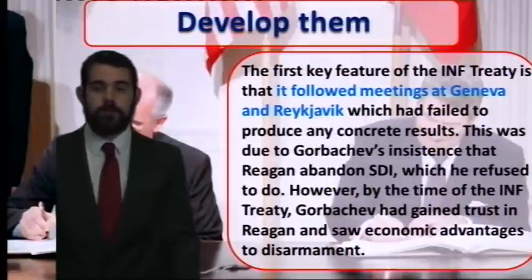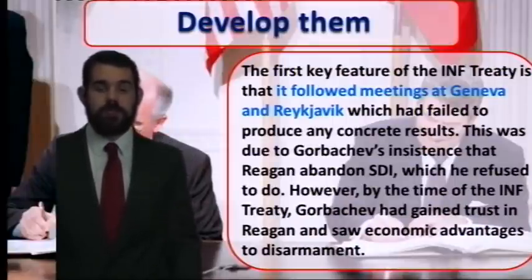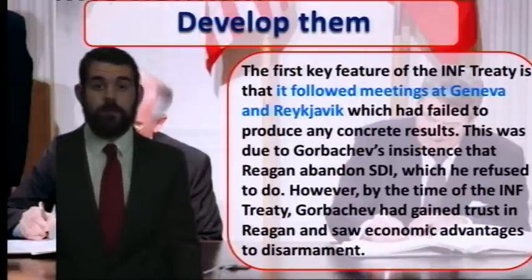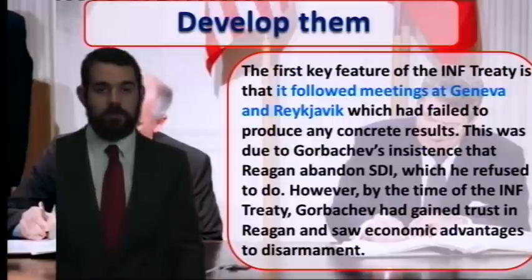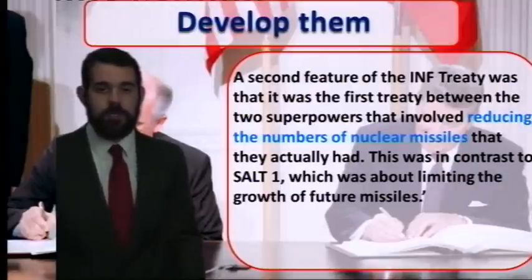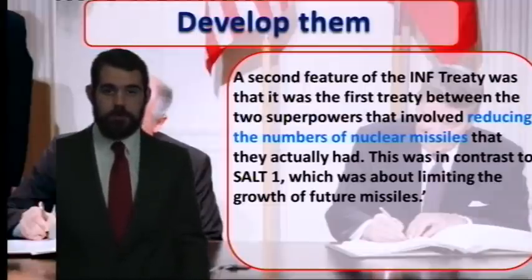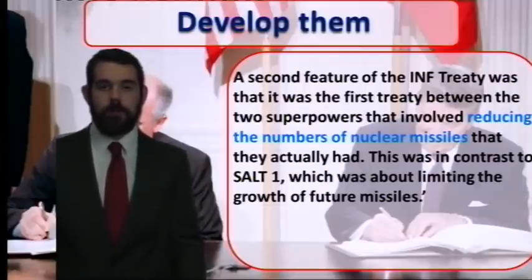So here's my first one. My simple point is highlighted in blue. The rest is the developed detail that I'm putting with it. I'm demonstrating I know that there were other conferences and the reasons why agreements weren't reached at those. This is relevant to the key features of the INF Treaty. Secondly, reducing the number of nuclear weapons, and I'm outlining how it's a contrast to other negotiations because this is the first one where they're actually reducing numbers rather than limiting their production.